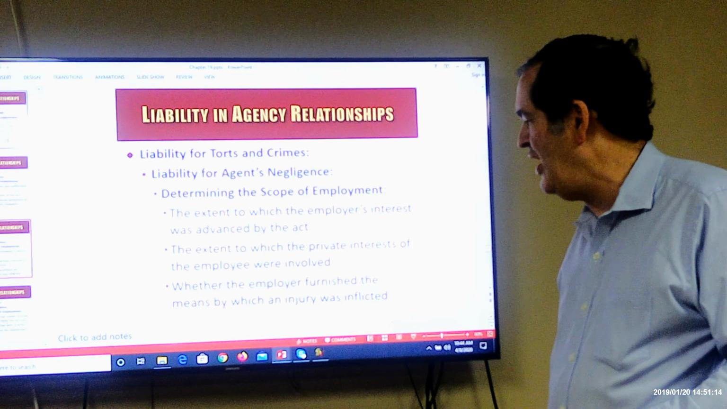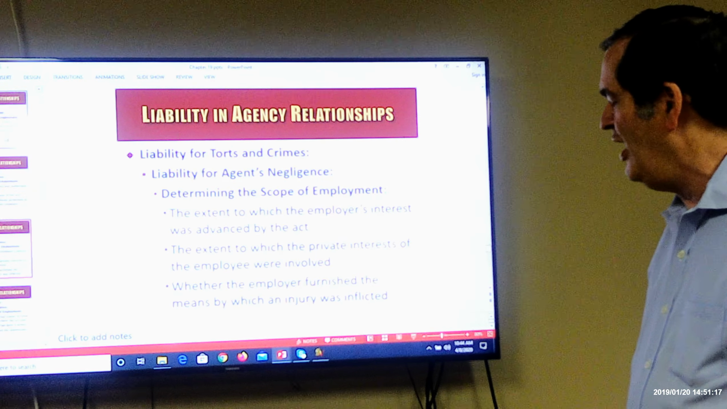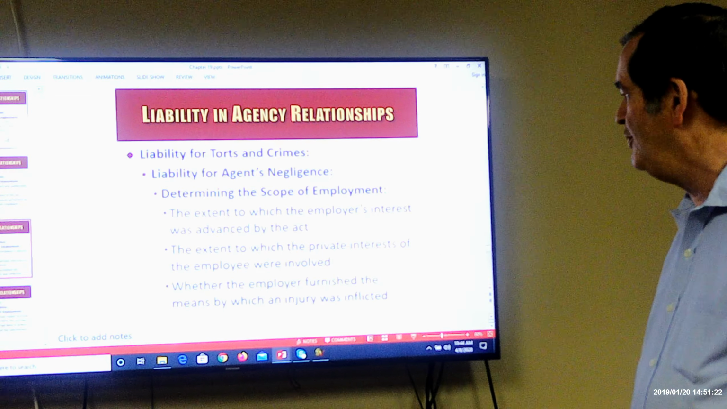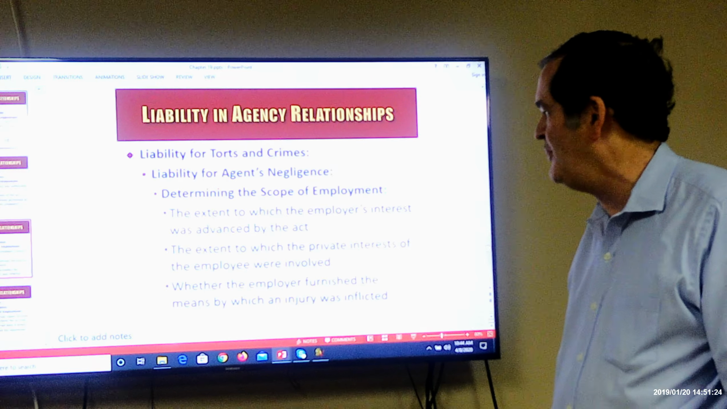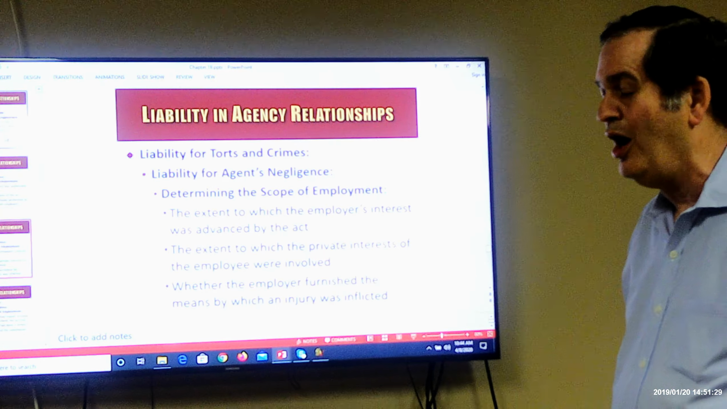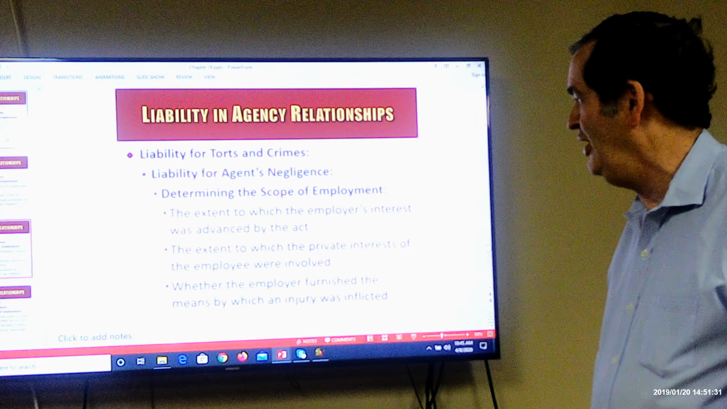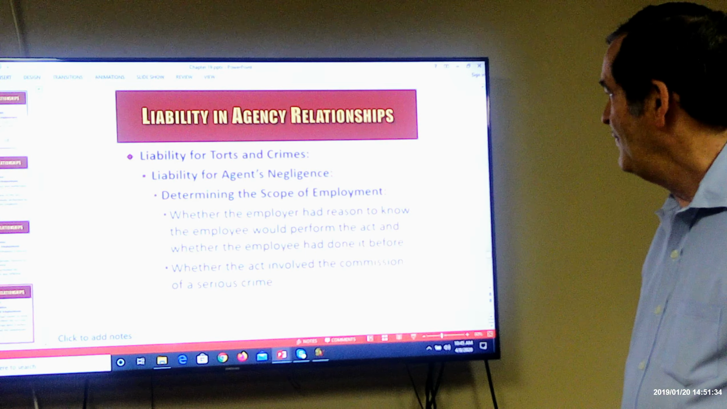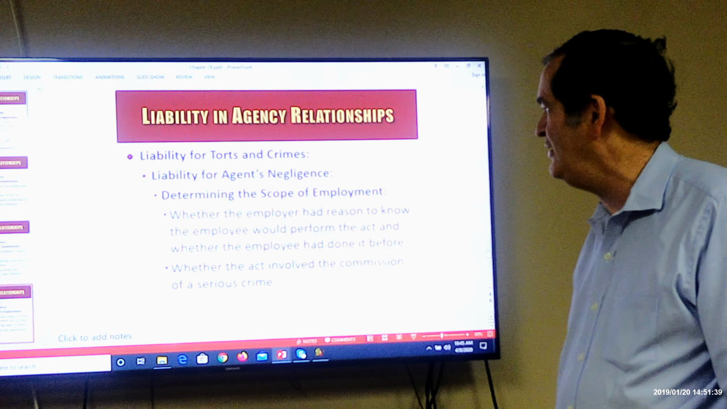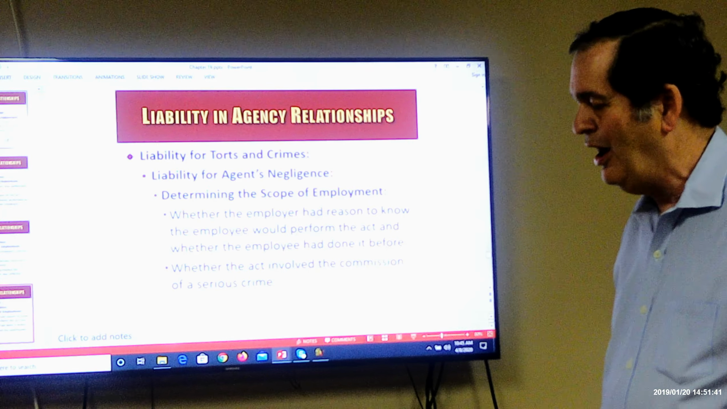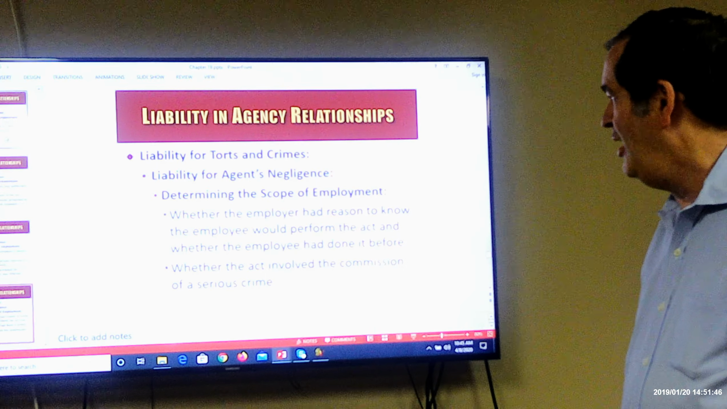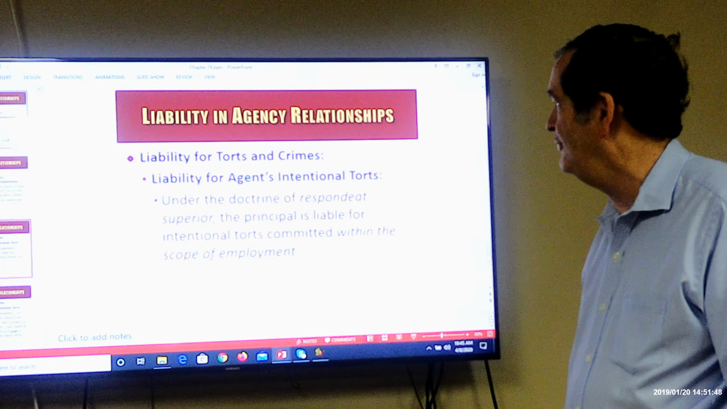And this last one probably is not particularly applicable in this scenario I gave you, but whether the employer furnished the means by which the injury was inflicted. Did provide the truck that caused the injury in the McDonald's situation. Whether the employer had reason to know that the employee would perform the act and whether the employee had done it before. Obviously, yes, eating lunch was something that was a regular thing. And it was not a serious crime.